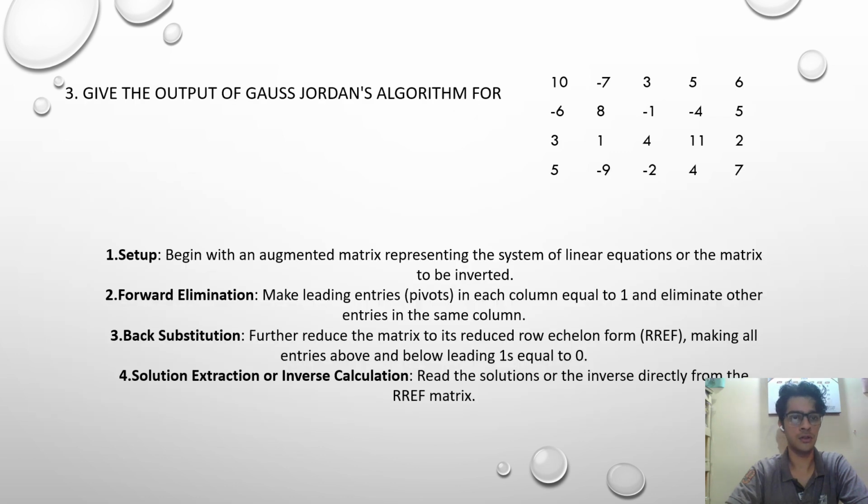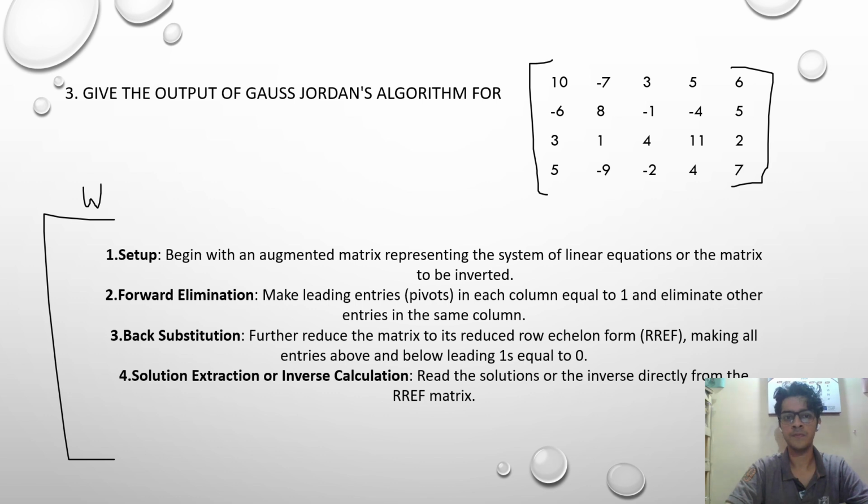Now for the next and final question, we have to give the output of the Gauss-Jordan algorithm for this specific matrix. We have a 4 by 5 matrix here, and we have to give the output using the Gauss-Jordan algorithm. This is the working rule of the Gauss-Jordan algorithm.